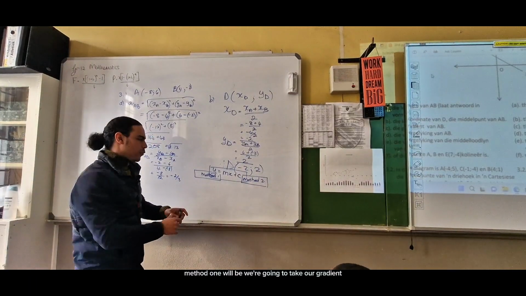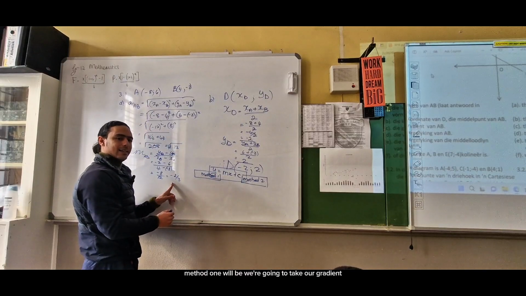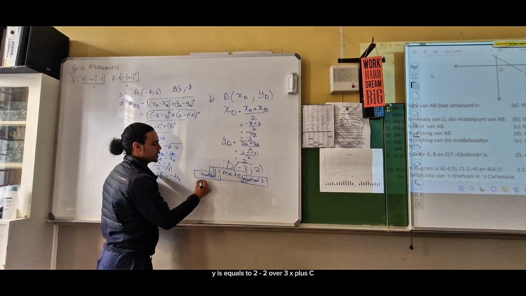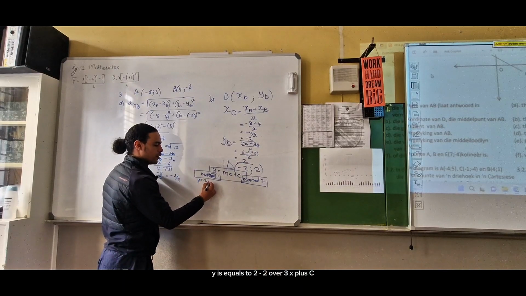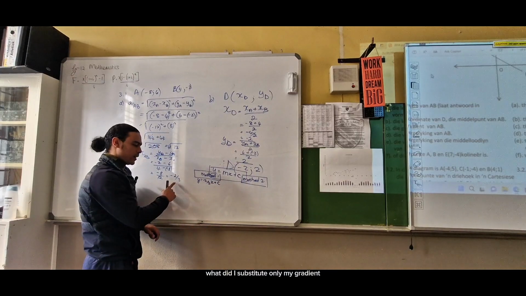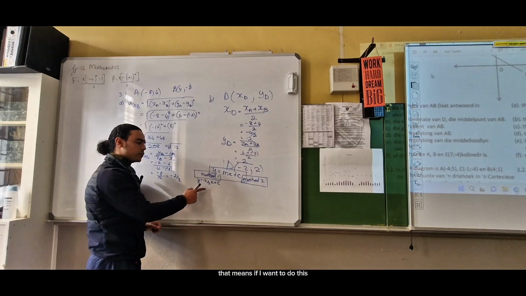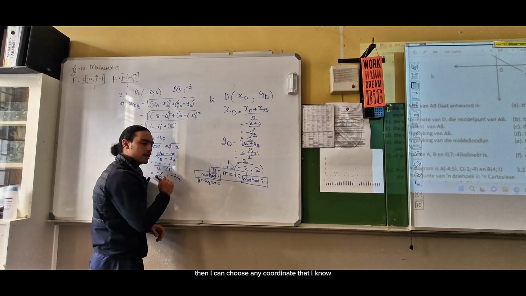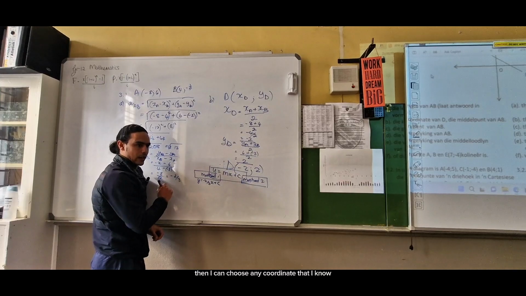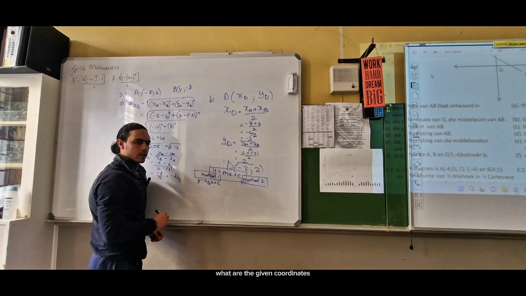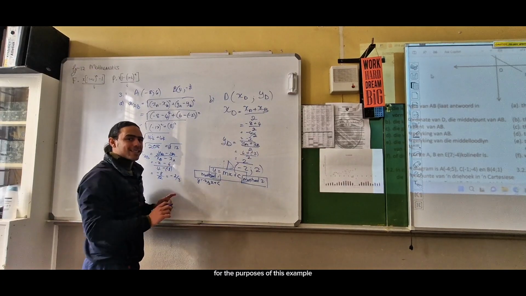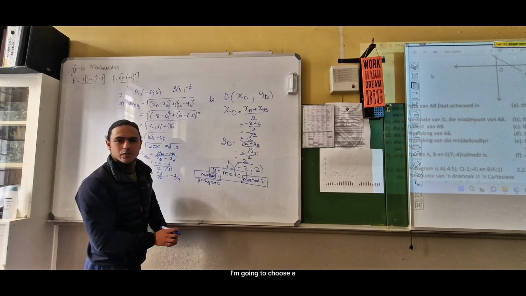Method 1: we take our gradient and substitute it first. I'm going to write y is equal to -2 over 3 x plus c. What did I substitute? Only my gradient. That means I need to have already determined my gradient. Then I can choose any coordinate that I know is on that line. The given coordinates are A and B. You can choose any one. For this example, I'm going to choose A.